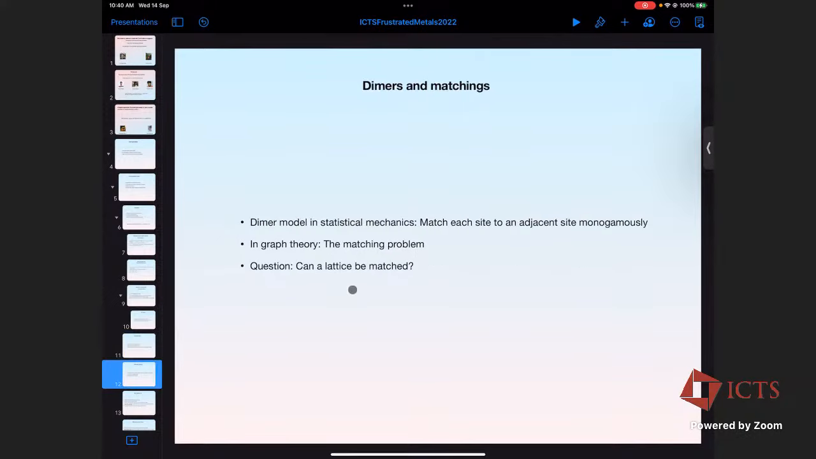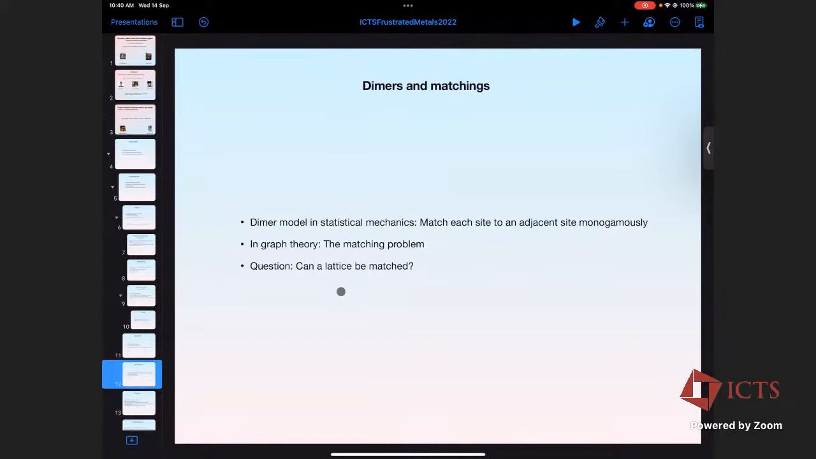And what I want to talk about now is something far removed from solid state physics at first sight, but as you will see, there's a connection. So I want to talk about the classical statistical mechanics problem of putting dimers down on a graph, on a lattice. What do I mean by this?